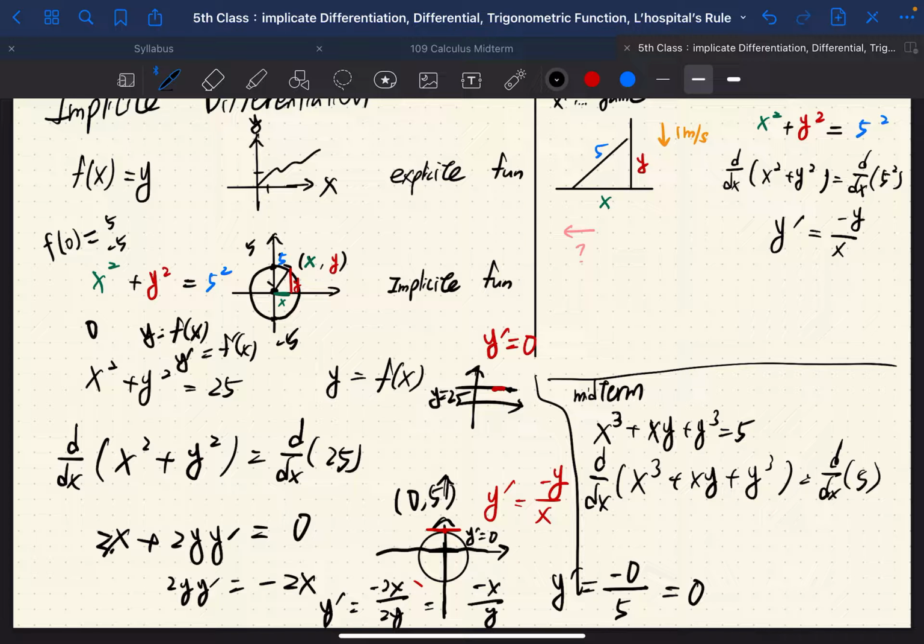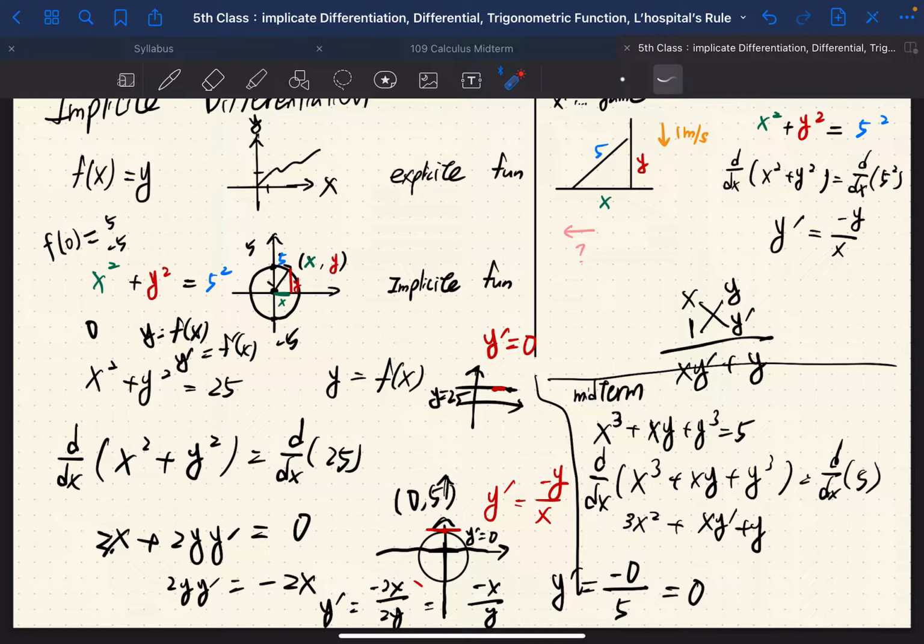So the derivative of s to the power of 3 is 3s squared. The derivative of x to the power of 3 is 3x squared. So for xy, the derivative of x is 1, and the derivative of y is y prime. So it's the product rule: xy prime plus y. So the derivative of this is xy prime plus y. The derivative of this is this one.